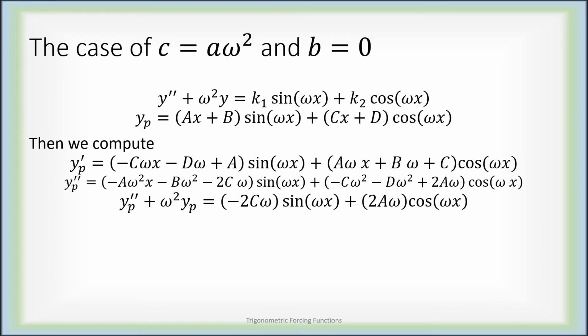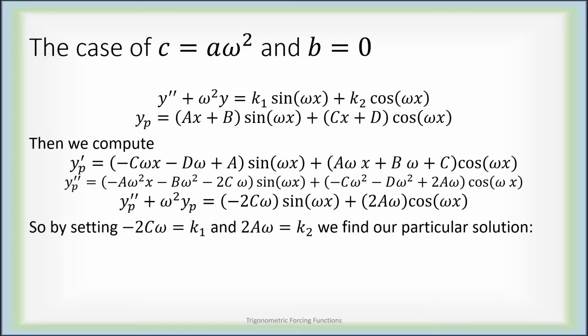So if I wanted to compute yp double prime plus omega squared y sub p, well, I would take omega squared times y sub p and add it to all of this right here. A lot of stuff simplifies down. Very many terms actually cancel out, and you simply end up with negative 2c omega times the sine of omega x plus 2a omega times the cosine of omega x. So if we were to set negative 2c omega to be k1 and 2a omega to be k2, we would in fact find our particular solution.